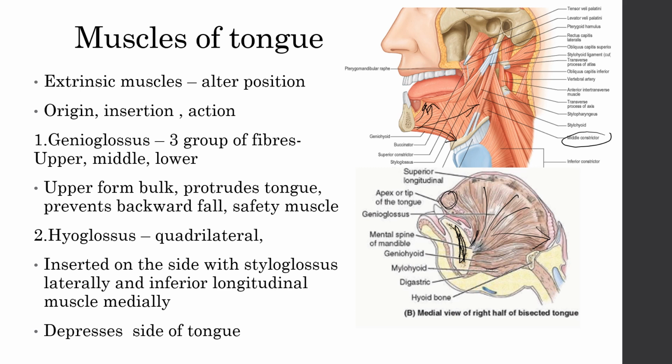Now the second muscle is hyoglossus. This is a quadrilateral muscle. So this muscle in the upper figure, the origin is from the body and greater cornu of the hyoid bone, and it is having parallel fibers and extends upwards and is inserted on the side of the tongue. Remember, the insertion of hyoglossus is deep to the styloglossus. So this muscle is the styloglossus.